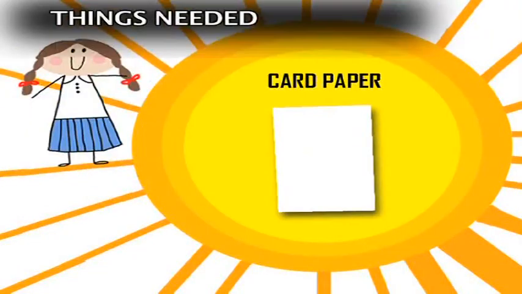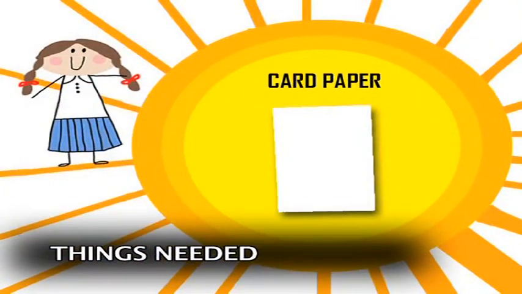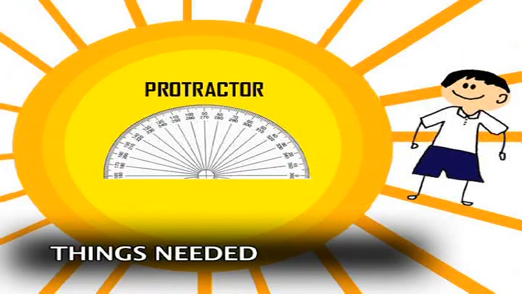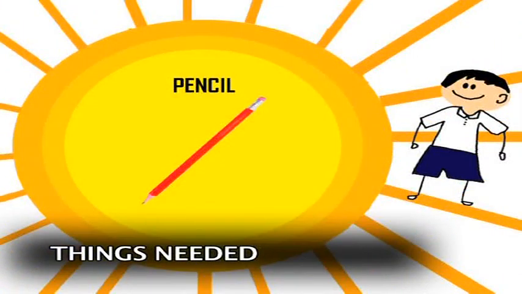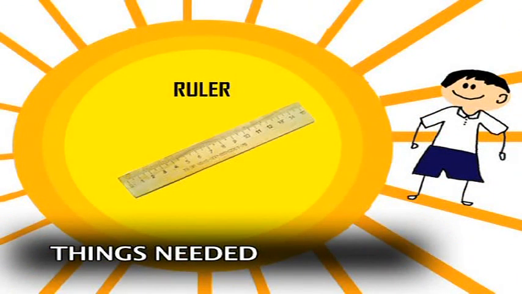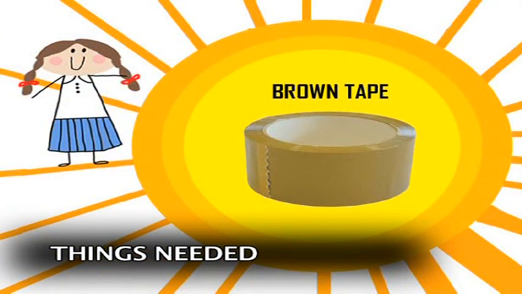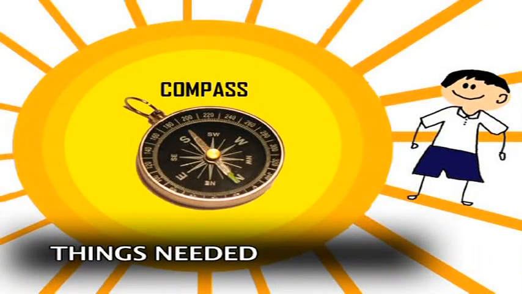Here's what we need. A sheet of white card paper, a protractor to mark angles, a thin pencil or a thin stick, a long ruler, some sticky tape, and most of all, a compass to check direction.